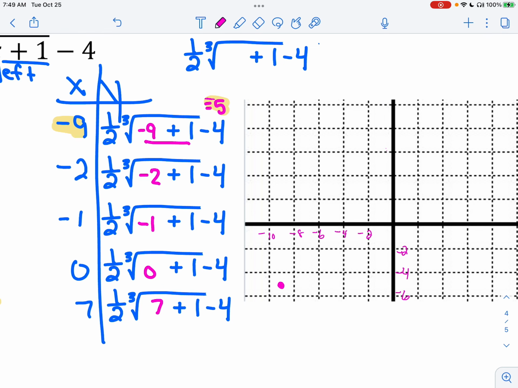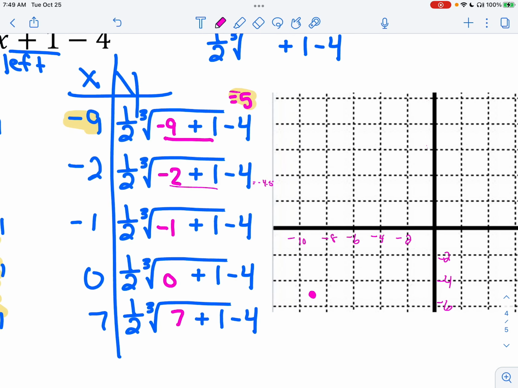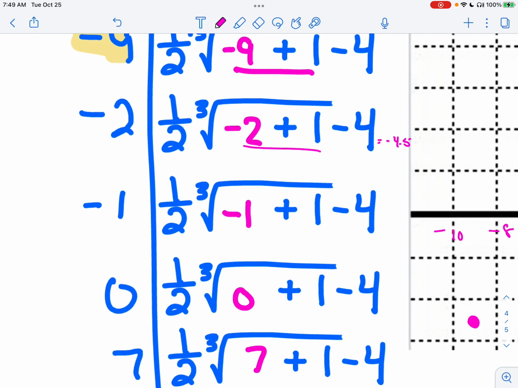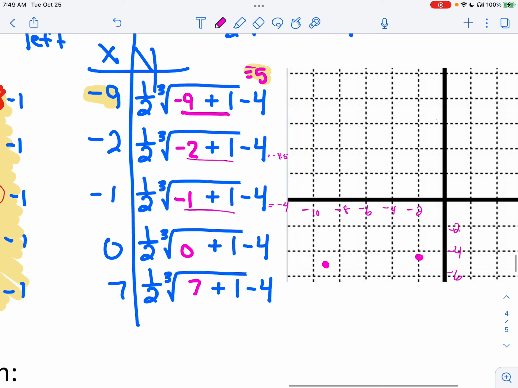Now, -2, let's see. This is going to be -1, which is the cube root is -1 times 1/2 is -0.5 minus 4 is -4.5. Okay, so I'm going to go to -2. I'm going to go to -4.5. Now I'm going to plug in -1. -1 plus 1 is 0. Cube root is 0 times 1/2 is 0. Minus 4 is -4. Again, if you need to use a calculator, please do so.